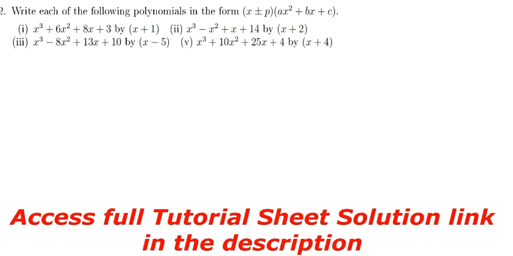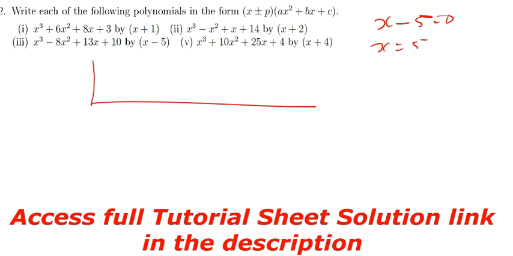So let me go and do this one. Okay, so x minus 5 is equal to 0, then x is equal to 5. So using synthetic division, we have 5 here, so we have 1, negative 8, 13, and 10. Bring this down. 1 times 5 is 5. Negative 8 plus 5, it is negative 3. Negative 3 times 5 is negative 15.